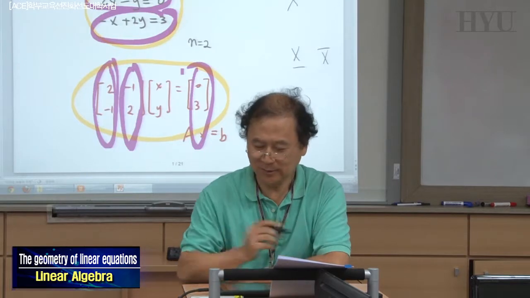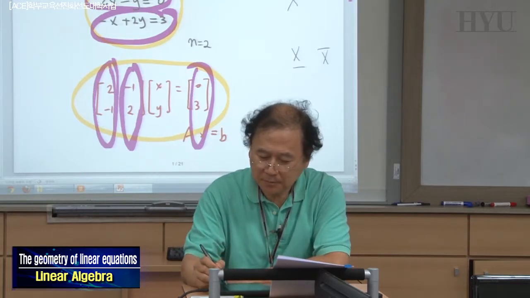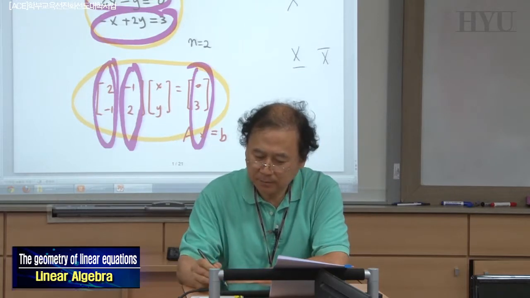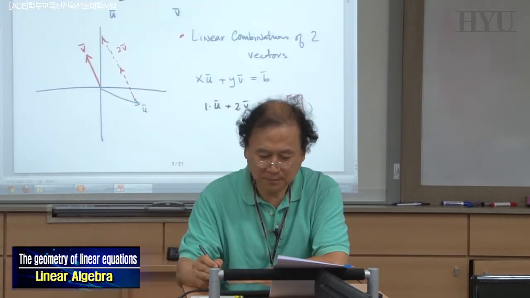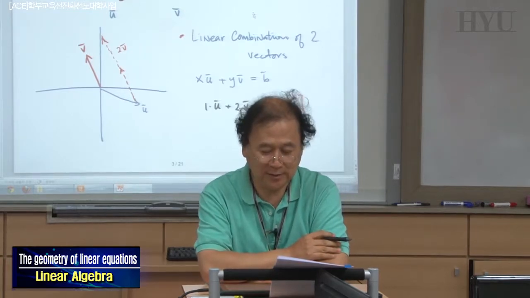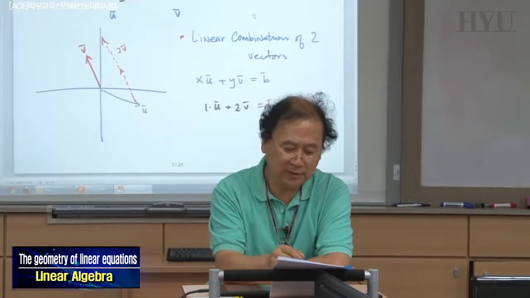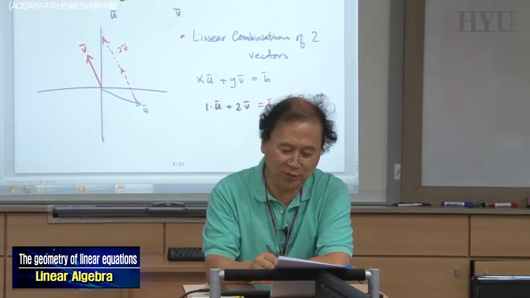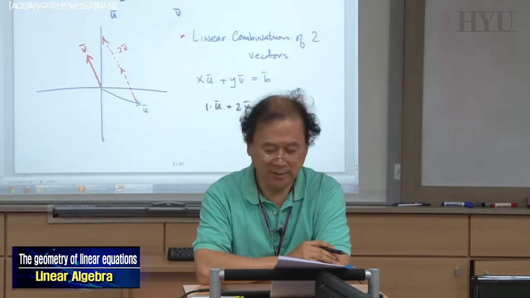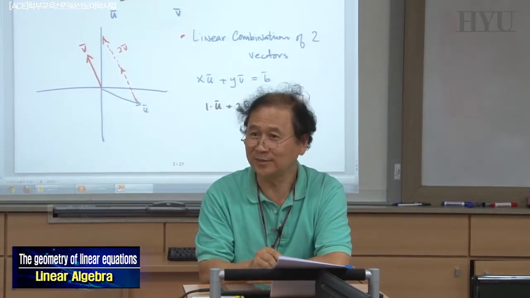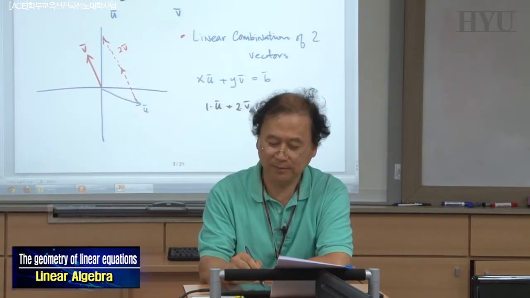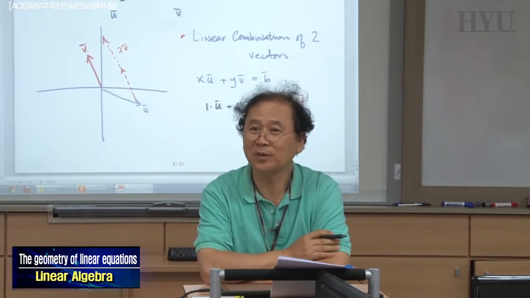Okay? So, this is another way to represent it. Because there are two vectors, you can say one is U, one is V, right? There is a linear combination which makes the B vector.